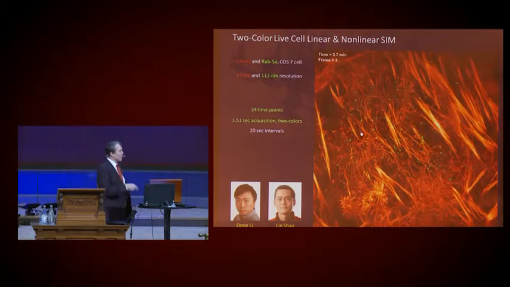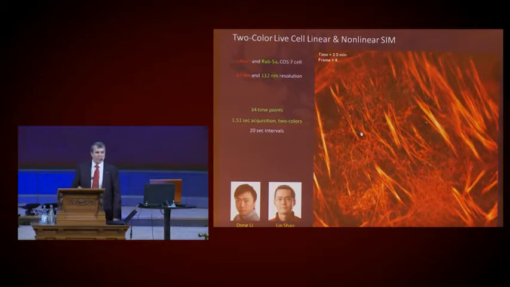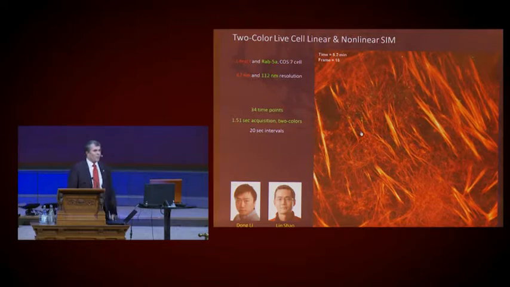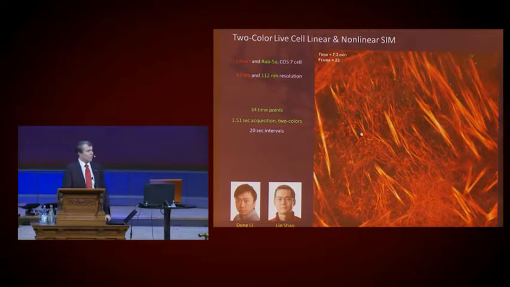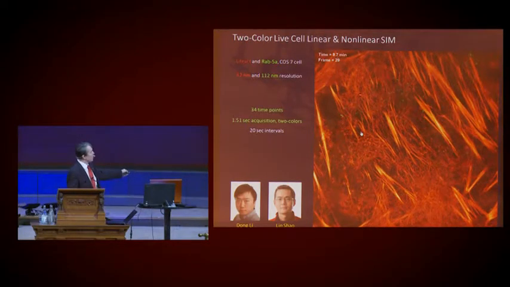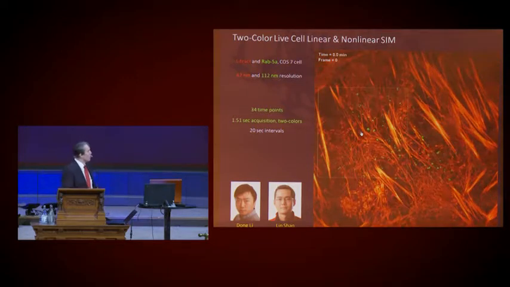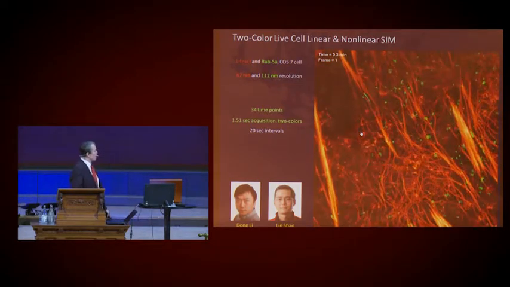This is a particular case where we're looking at that actin cytoskeleton in relationship to Rab5A, which is a marker of early endosomes. And so then we can study the relationship of how these endosomes track or diffuse with respect to the cytoskeleton.